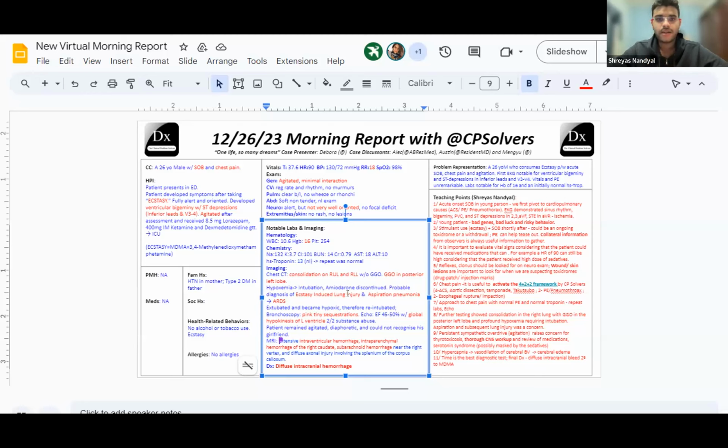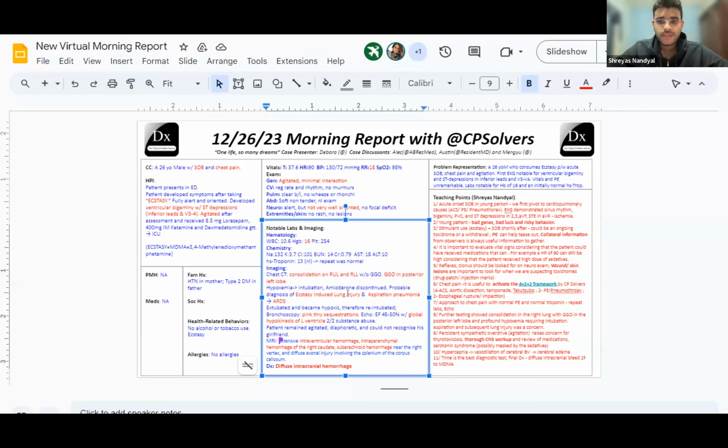So tying in all of these EKG findings with the patient's presentation, it was concerning for ischemia. And the patient did get troponins repeatedly, which ultimately came out to be normal. So that was kind of confusing. And so, like we always discuss on the CP solvers, any young patient presenting with symptoms of acute coronary syndrome or sometimes stroke or just about anything, we always have to consider bad genes, bad luck, and risky behavior.